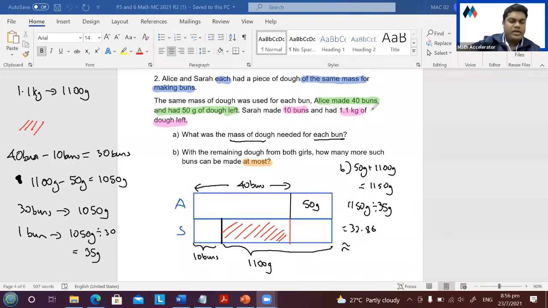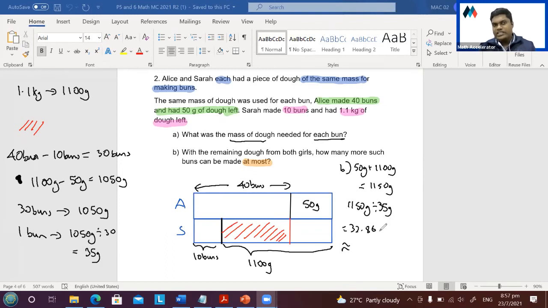Okay, you have to use logic to deduce, right? When you divide, you will need 35 grams per dough. If you don't have 35 grams of dough, you cannot make one bun, okay? So if you look here, it's 32.86. With this 0.86, you cannot make another bun.